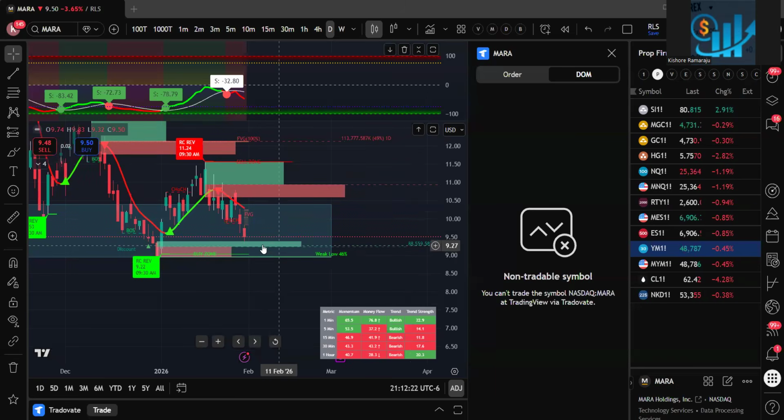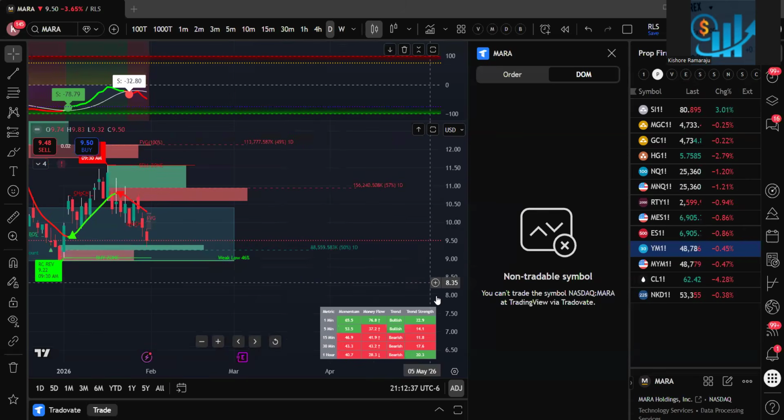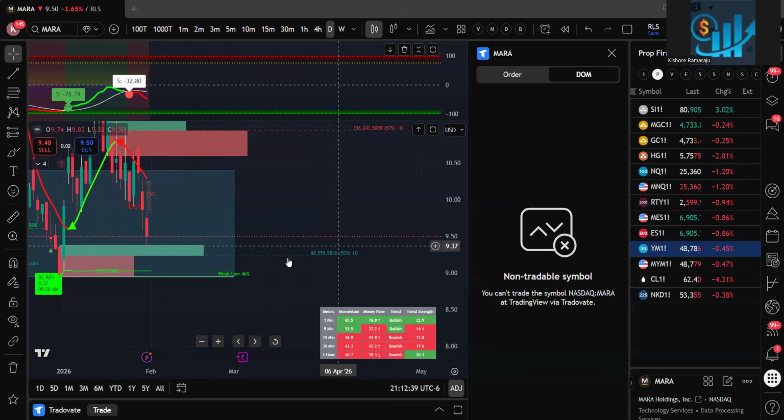Mara is already at a discount zone, so better not to short. 11.24 to 9.48. So yeah, don't short it anymore. Mara is already in a discount zone. You have buyers here, 88,000 buyers. So we may see a reversal. In 1 or 2 days, we'll see a reversal with Mara.